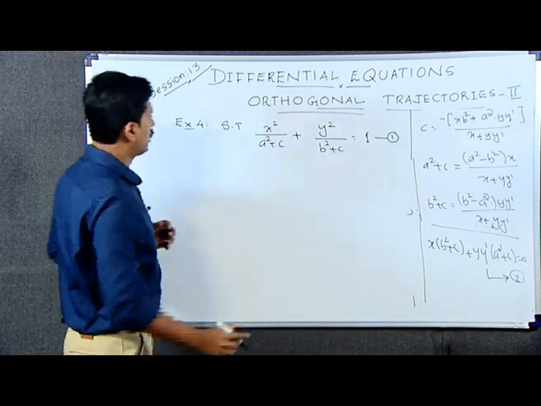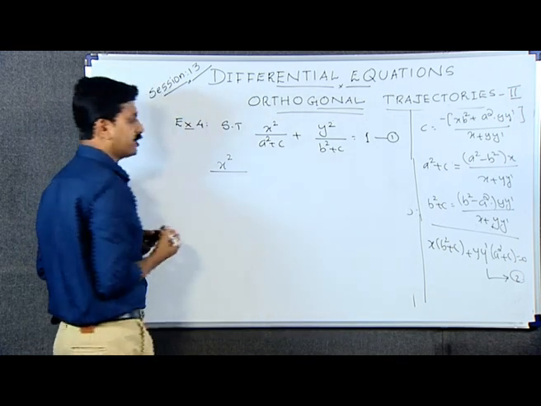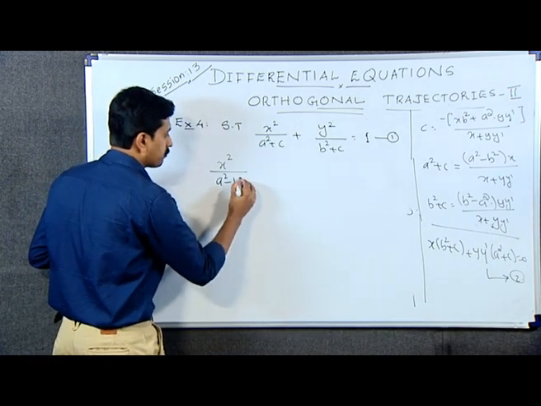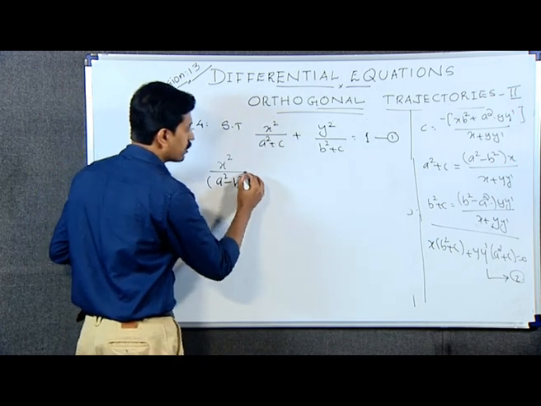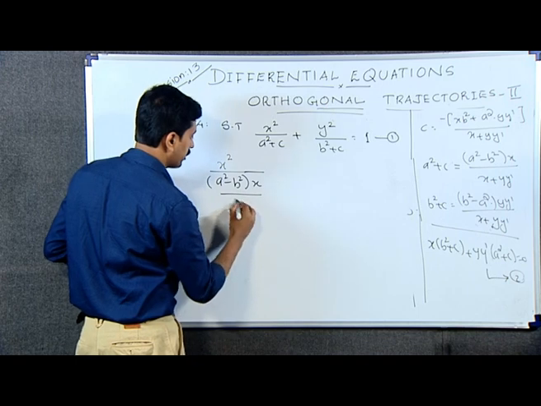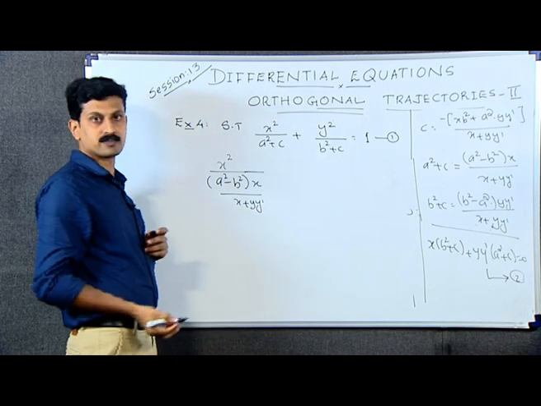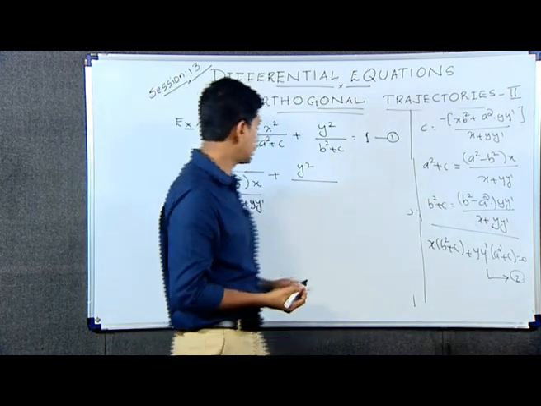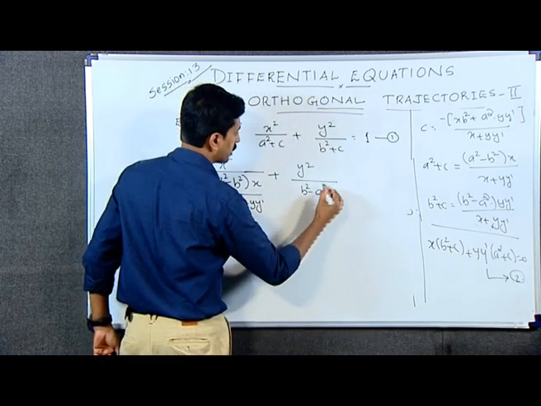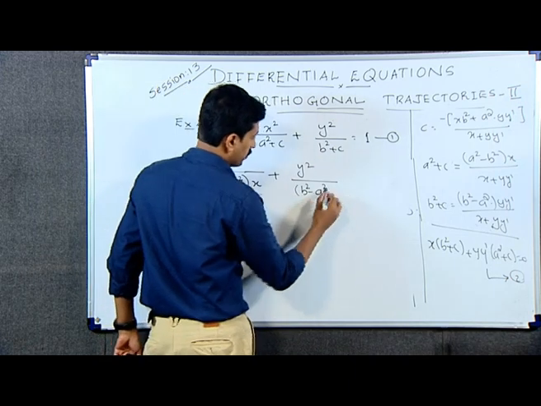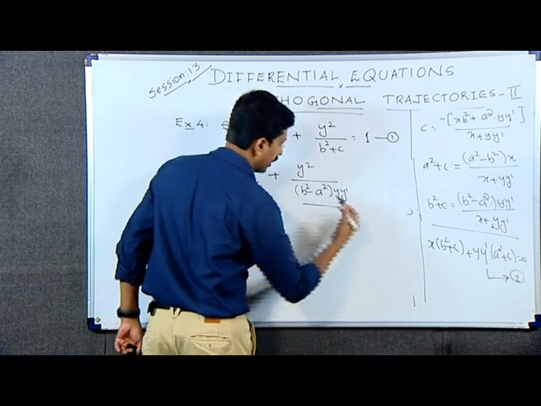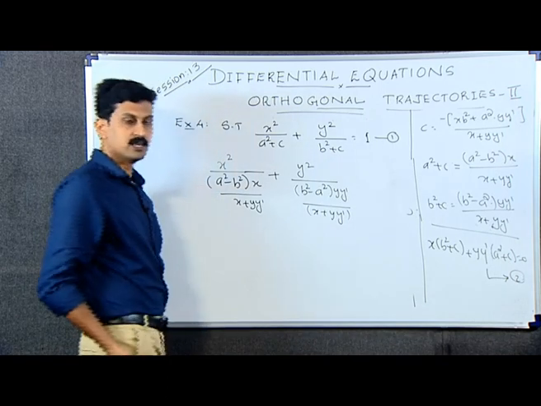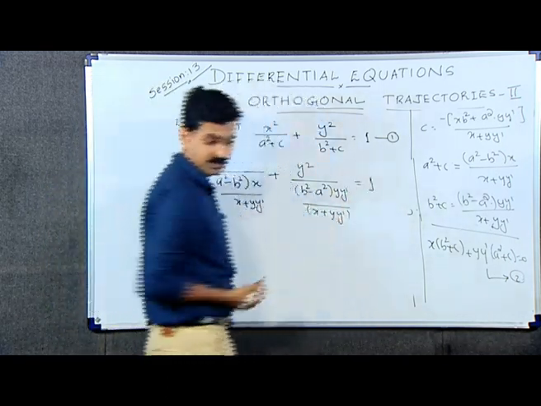See, what will happen? Our equation 1 will become x square divided by a square plus c, as a square minus b square into x divided by x plus y dash, and plus y square divided by, instead of b square plus c we can write b square minus a square into y dash divided by x plus y dash, equal to 1.